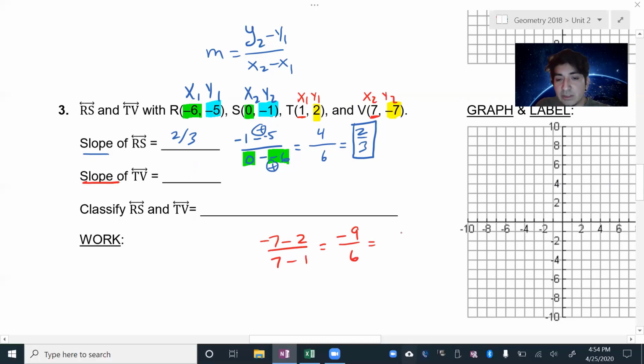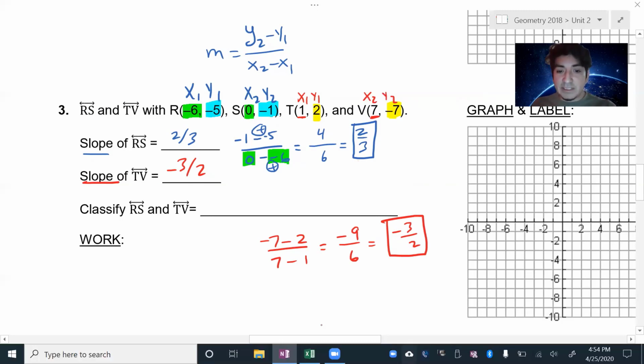So this is going to come out to be -3 over 2, because 3 fits into 9 3 times and 3 fits into 6 2 times. So that's going to be -3 over 2, and that's going to be 2 over 3. So from here, I add both of these. So those are my slopes, and I need to classify them.